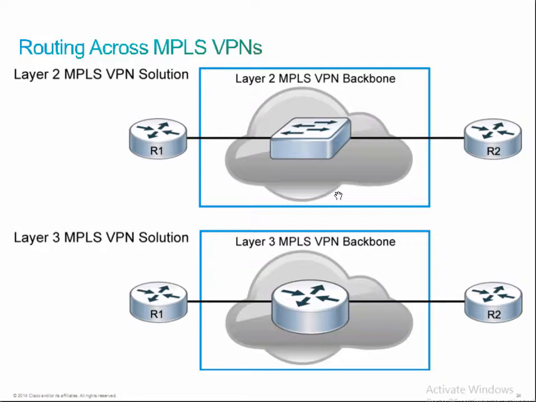But MPLS works by essentially prefixing packets with an MPLS header. That MPLS header contains a 20-bit label value and a 3-bit traffic class field, which we call the TC bits, traffic classification, which are used for QoS.